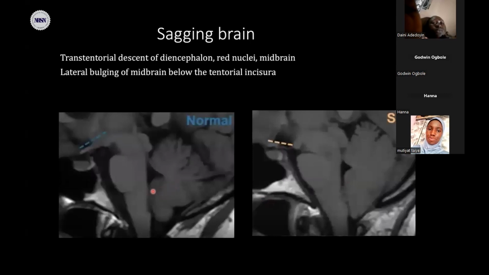In addition, you look at the normal appearance of the infundibulum and the optic chiasm, upward slanting, right? But in SIH, over the pituitary gland, there's loss of the buoyancy.